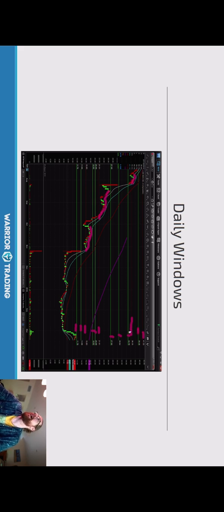So this is a stock where, when you have lots of gaps and windows, they can help us predict possible areas of support and resistance. I mean, especially when it has some serious momentum.